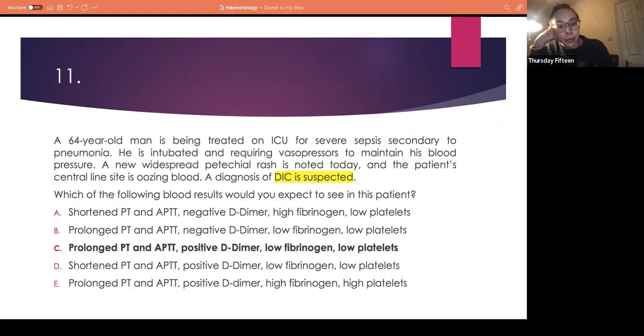And the difference between C and E was low fibrinogen, low platelets, or is it high fibrinogen, high platelets? So if you're consuming all your platelets and all your fibrinogen trying to make clots, then they're going to be low. So the answer is C.